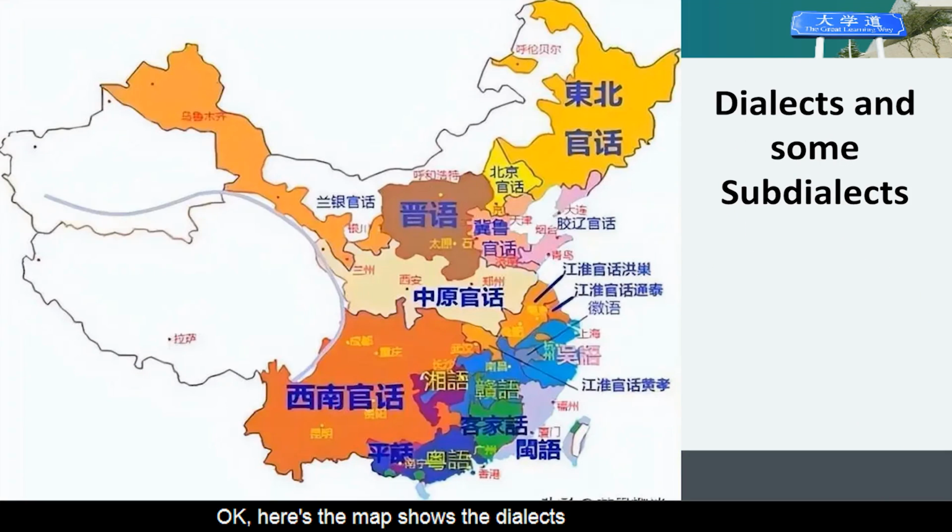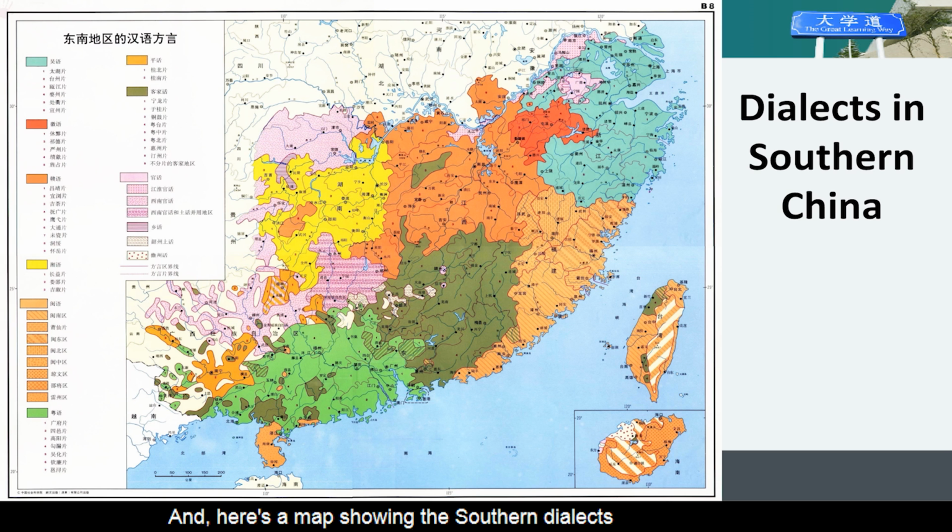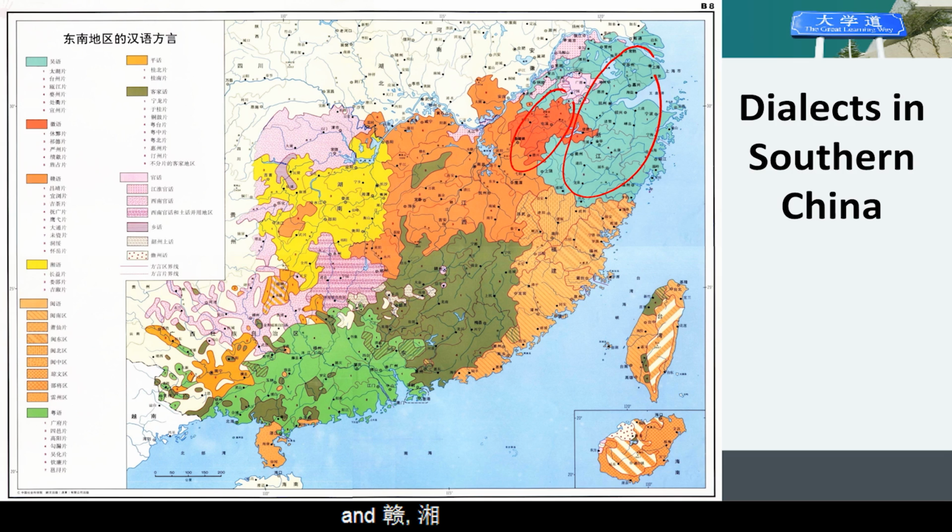Okay, here's the map shows the dialects, major dialects of Chinese language and the major subdialects of Mandarin. You can notice the geographical distribution of them on this map. Here's a map showing the southern dialects, including Wu, Hui, and the Gan, Xiang, Min, 客家, Yue, and Pinghua.